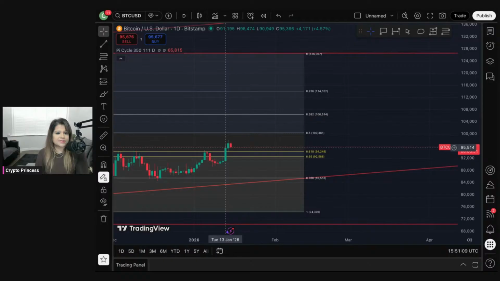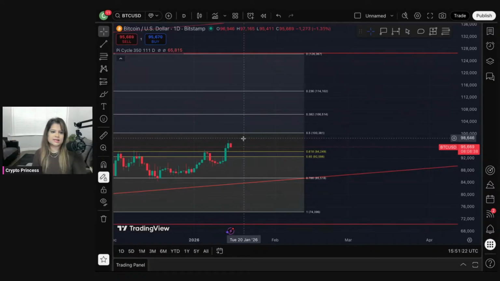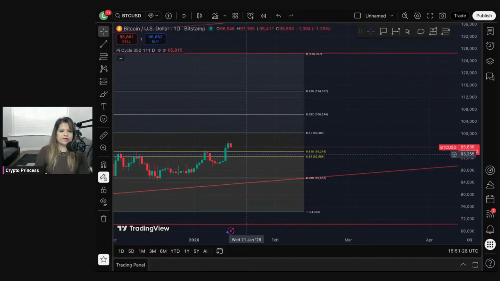US dollars. What we're looking for now is the next level. So we're expecting it will probably go up to 100,000, and then we'll see from there whether it meets resistance. That is the next resistance zone, whether it can go above that, or if it will come back down to the golden pocket area again.